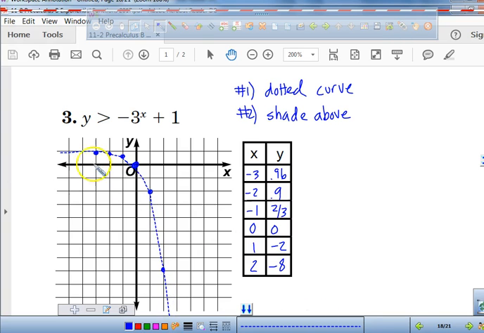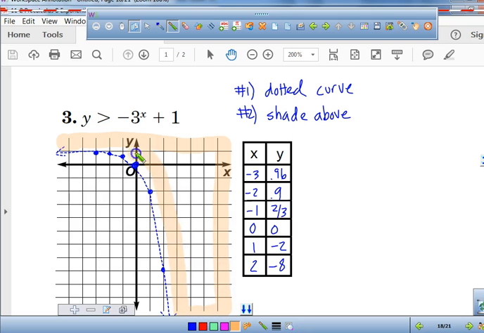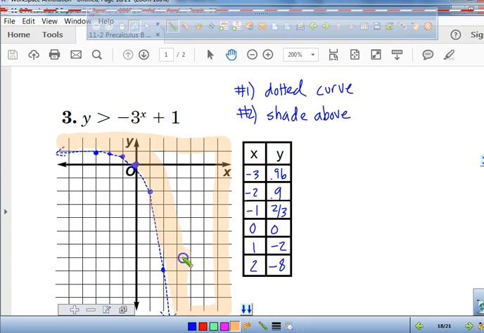There we go. So we have a curve going through that. No, it's not a line. It's a curve going through all those points. And then we're going to shade everywhere above. So we're going to shade everything right here above that dotted curve that we did. And right there, everybody, that is a reasonably accurate graph or depiction of this particular exponential inequality.